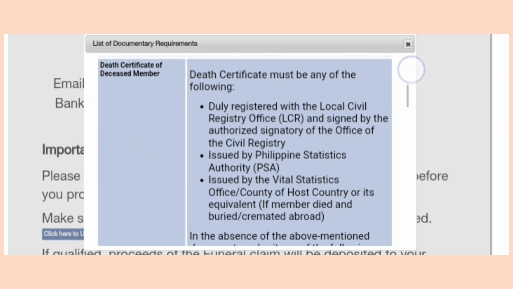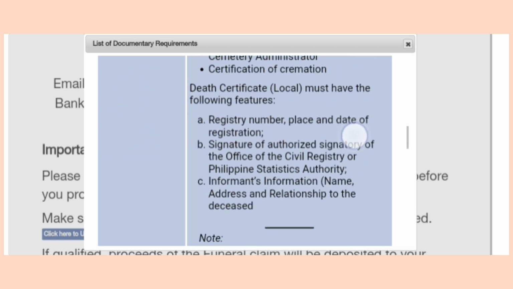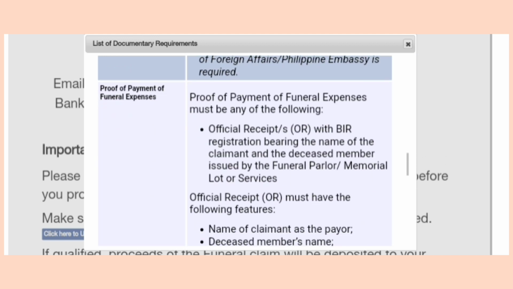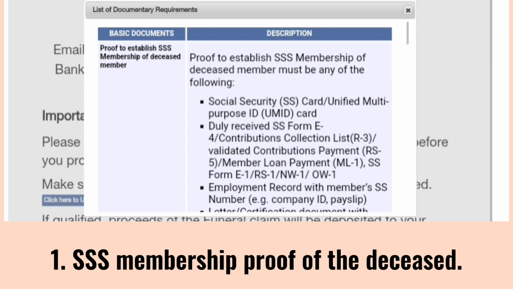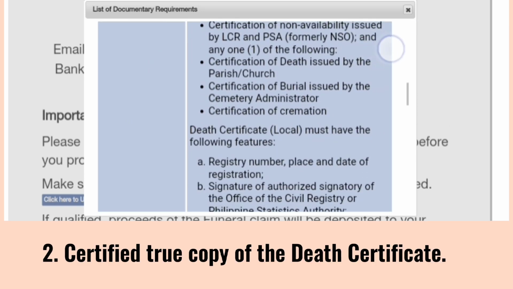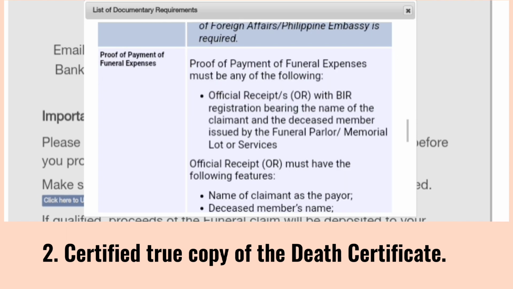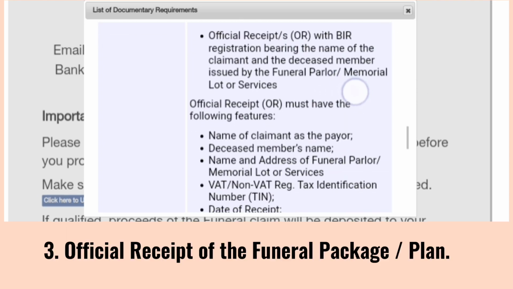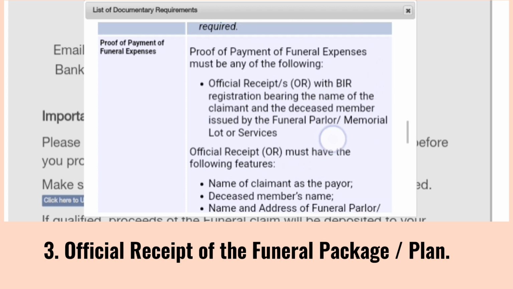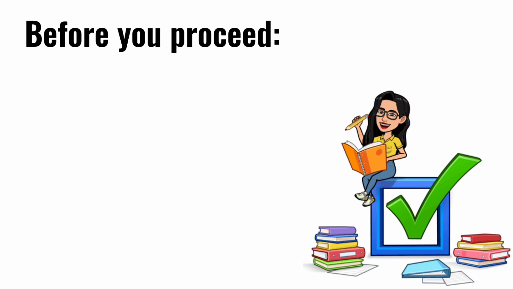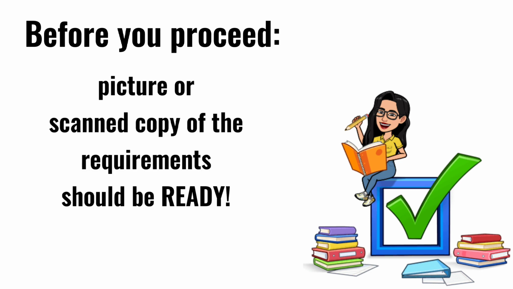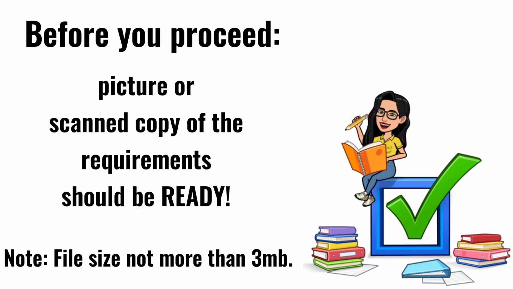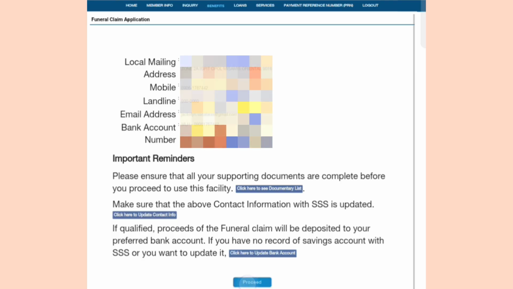So for a funeral claim, there are basically 3 requirements that we should accomplish. First is the proof of membership of the deceased. Second is the certified true copy of the death certificate. And third is the official receipt of the burial package or plan. Before you proceed, you should have the picture or scanned copy of these requirements with the file size not more than 3 MB. Now let's click proceed.